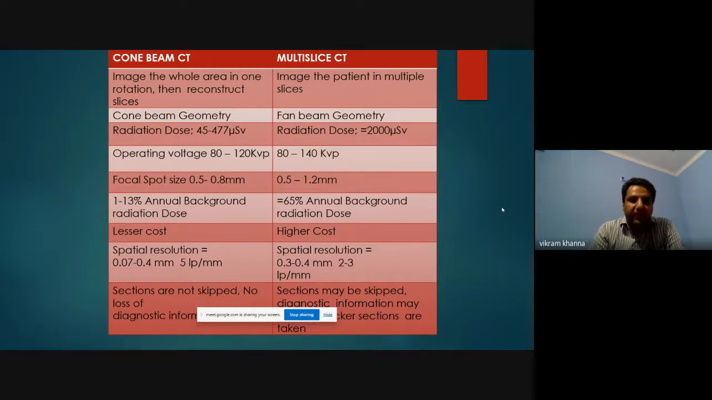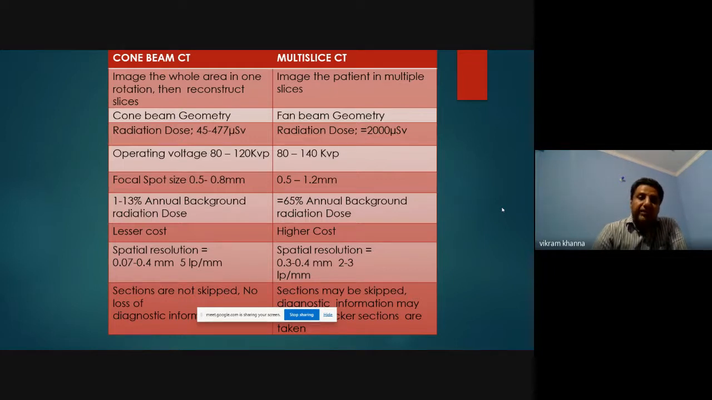However, in multi-slice CT, only sagittal and coronal images are reconstructed. The geometry of the beam in cone beam CT is definitely cone shaped, whereas in multi-slice it is fan shaped.